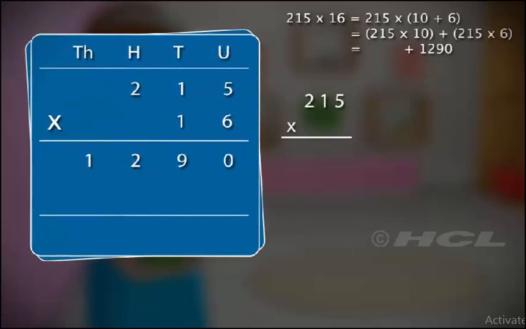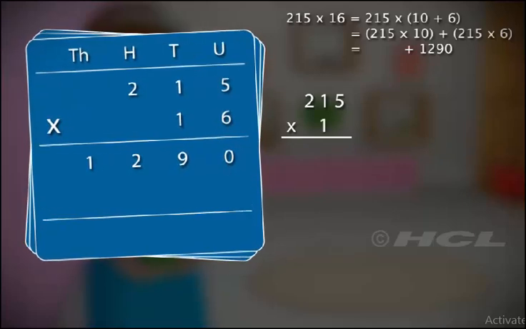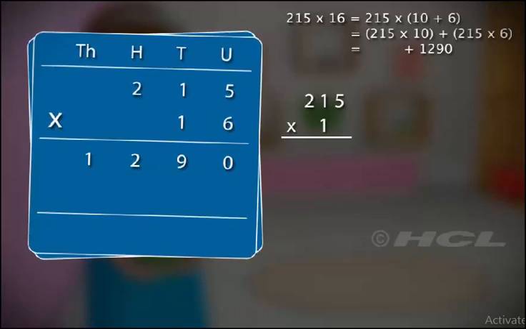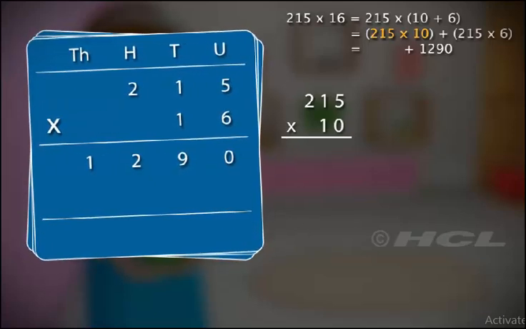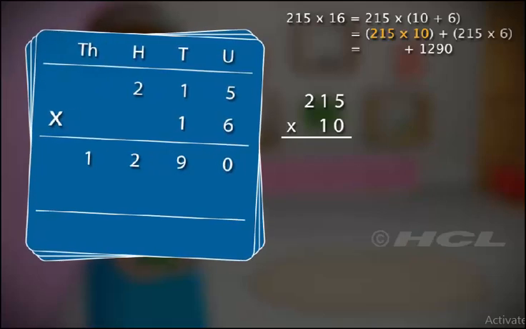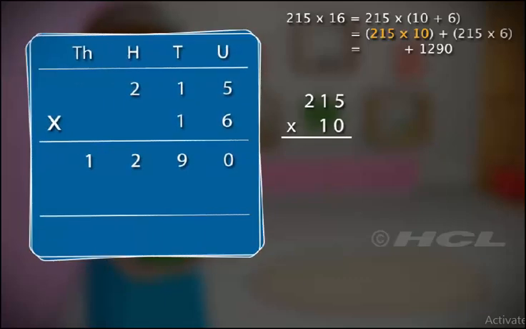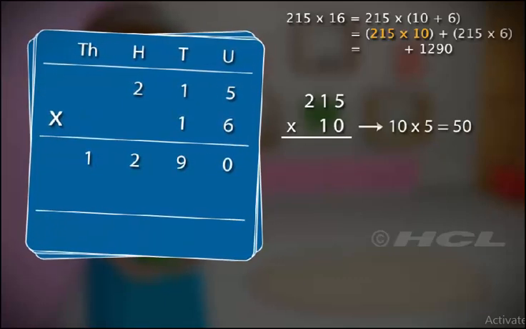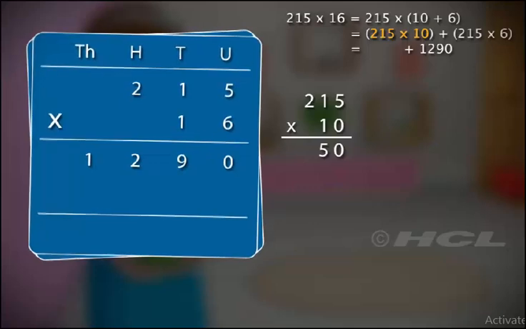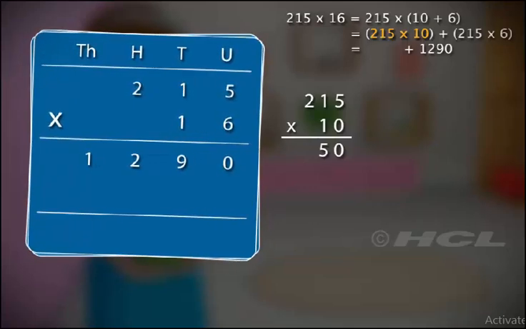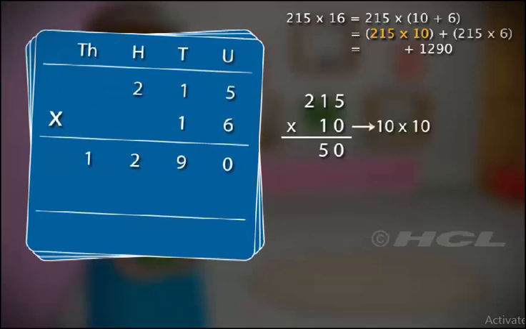Step 2 is multiplying each digit of 215 by 1, the tens digit of 16. Since 1 is the tens digit, its value is 10. So, we multiply each digit of 215 by 10. Start by multiplying the units digit of 215, 5, by 10. 10 times 5 is 50. Next, multiply the tens digit of 215, 1, by 10. The value of 1 is 10. So we multiply 10 by 10. 10 times 10 is 100.